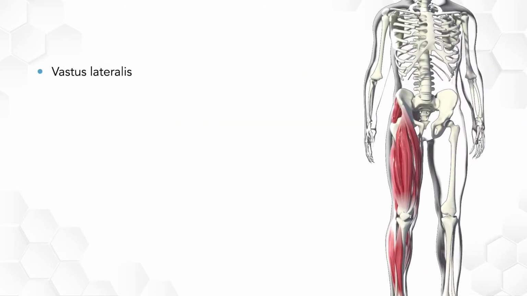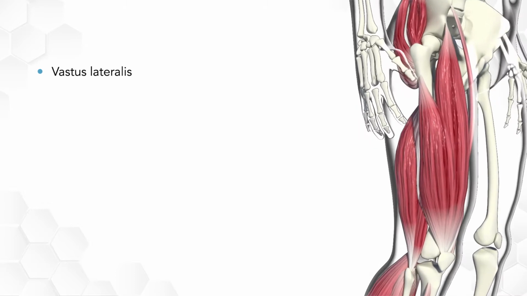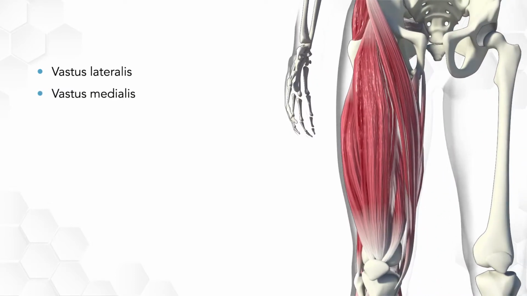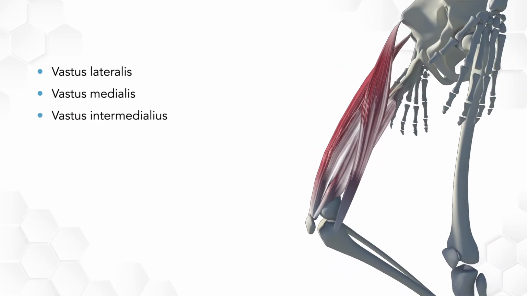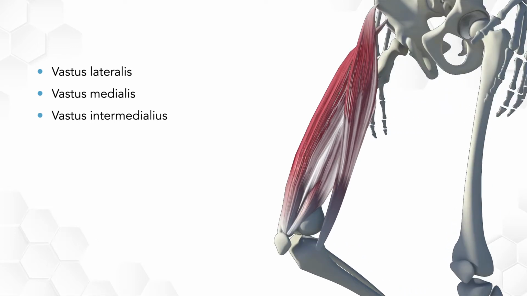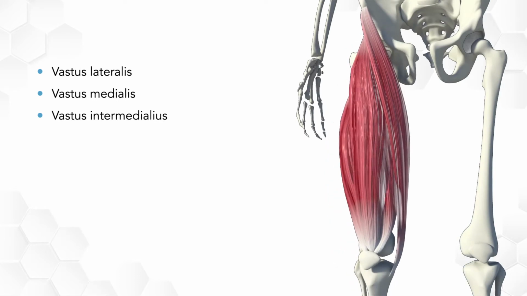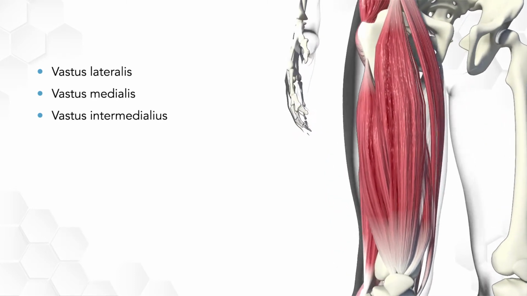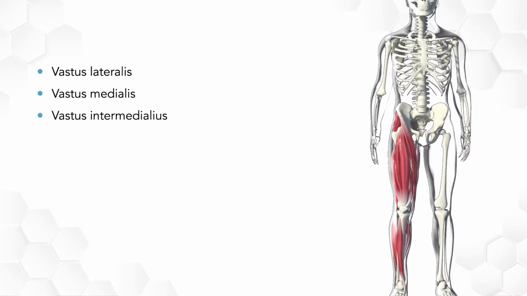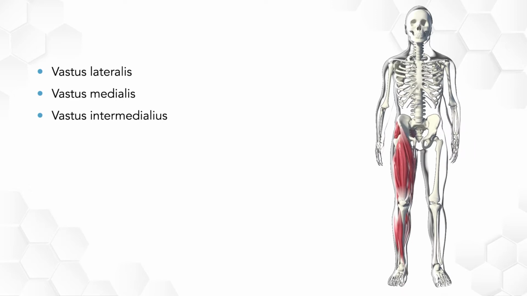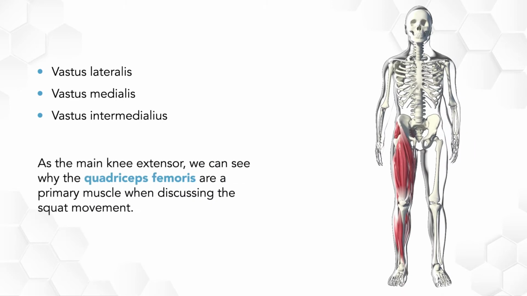Those muscles are the vastus lateralis, situated on the anterolateral aspect of the thigh, the vastus medialis, situated on the anteromedial aspect of the thigh, and the vastus intermedius, situated between the vastus medialis and vastus lateralis, lying deep or underneath the rectus femoris. The quadriceps muscle group is the main extensor of the knee joint. Each muscle within the quadriceps appears to have a particular role in knee extension at different ranges of the movement. As the main knee extensor, we can see why the quadriceps femoris are a primary muscle when discussing the squat movement.